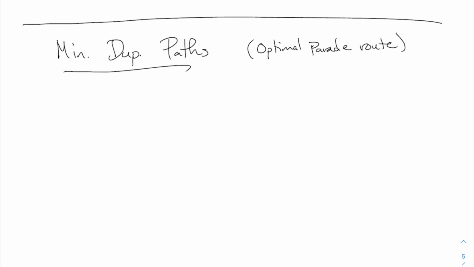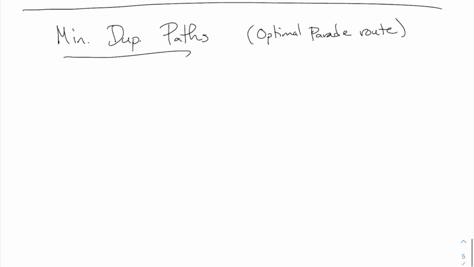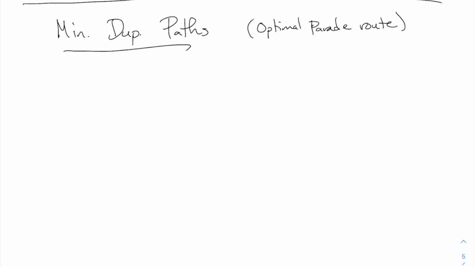Parade as in, you know, like the Thanksgiving Day parade. This is if you're trying to plan out where the parade should go, where should they start and finish. This is kind of related to minimum duplication paths. Anyway, let's just do this with an example.